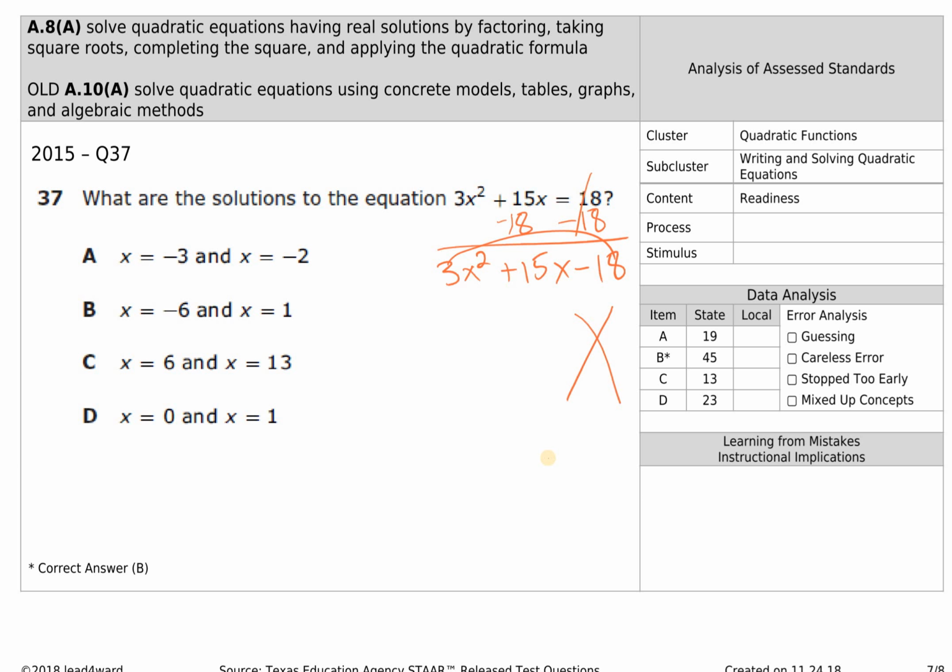We ask what two numbers multiply and add to do that. But as we've seen from previously, we can also plug in the answer choices, and it could look something like this: 3 parentheses squared plus 15 parentheses, and see which of those equals 18 as the answer, and B is the answer in there. Alright, that is how to solve quadratics for the STAAR A.8A.